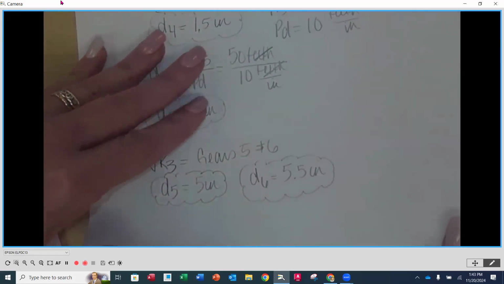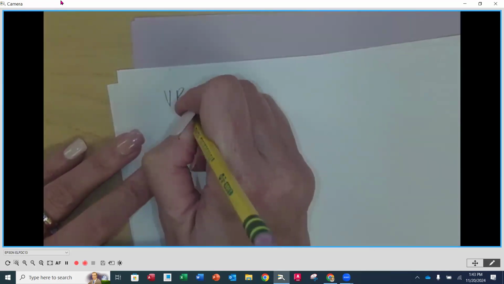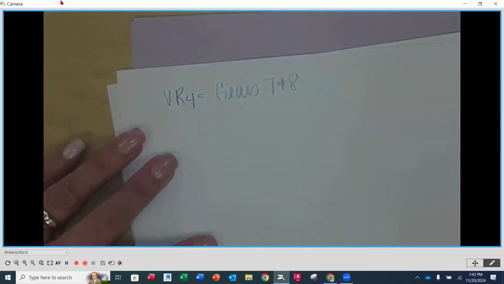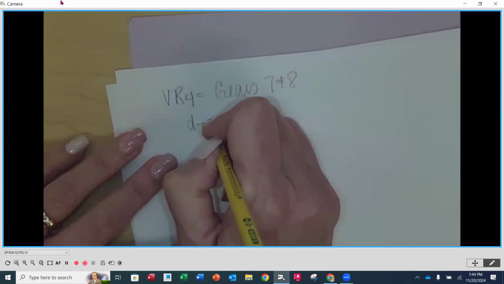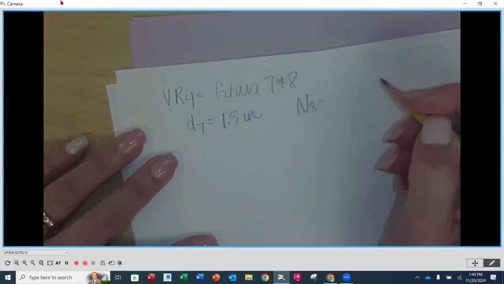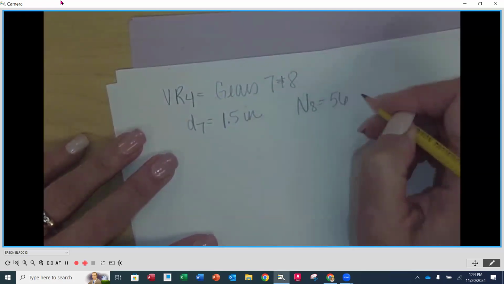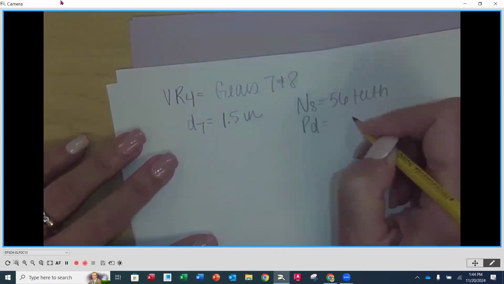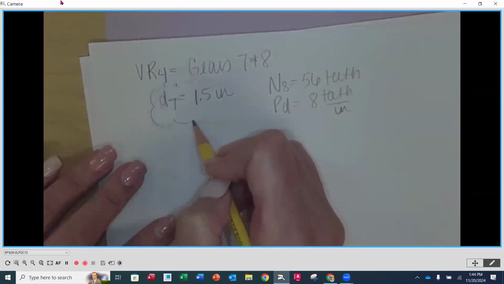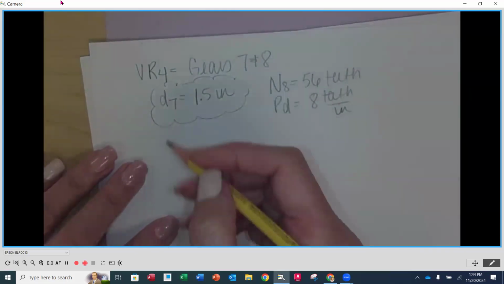And then we have one last velocity ratio. So the velocity ratio, number 4, is going to be gears 7 and 8. So given to us here, we have the pitch diameter of number 7 is 1.5 inches. And then we have the number of teeth of 8 is 56. And the diametral pitch of number 8 is 8. Remember, teeth per inch are the units there. So we've got the pitch diameter for number 7. We need to find the pitch diameter for number 8.